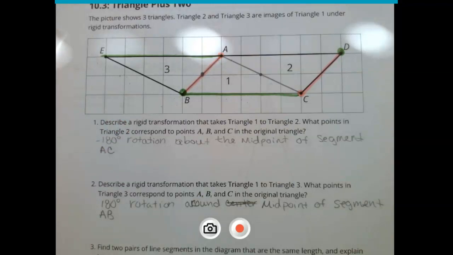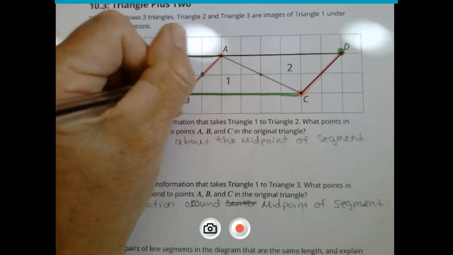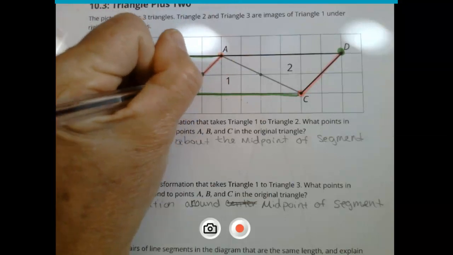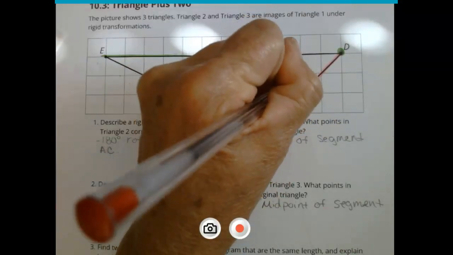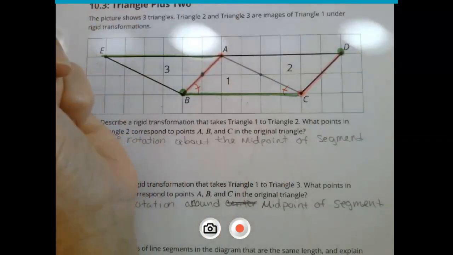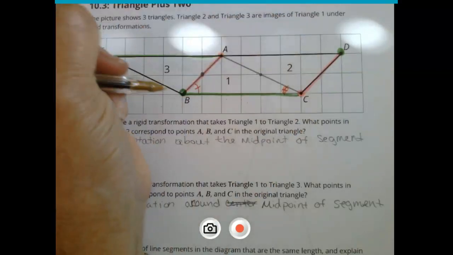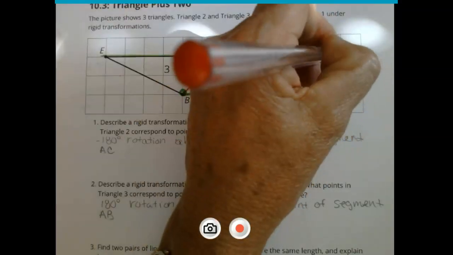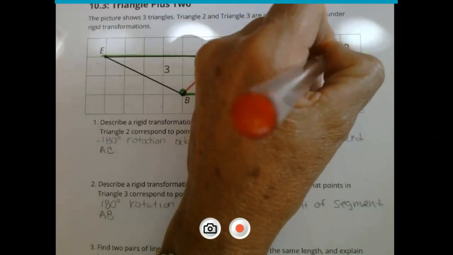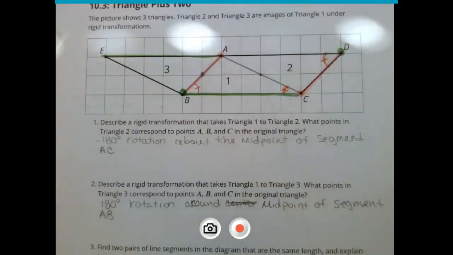Then 4, it says find pairs of angles in the diagram that have the same measure and explain how you know. Okay, so let me just use my pen here and I'll show you what I'm doing. I said that B and C are the same, and I said that, not this one, excuse me. I'm looking up under here, it's hard to see. B and D are the same size. But C, let me use a different color.